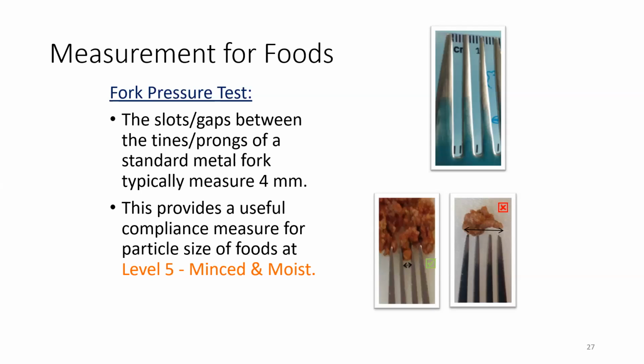First, we'll talk about the measurements that we use. And the very first measurement we'll talk about is the fork pressure test, and we're going to talk about minced and moist foods. Minced and moist foods are created for patients where they may have an inability to bite well, so they can't tear off pieces of food, where minimal chewing is required, where tongue force alone can't be used to separate small particles.